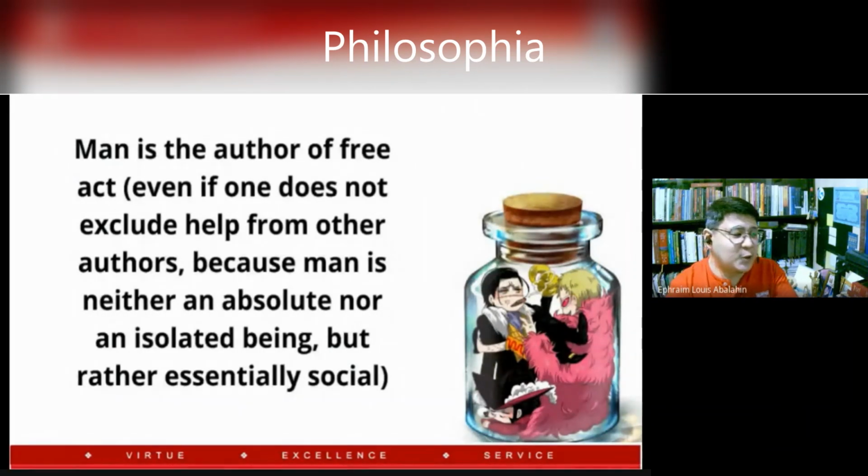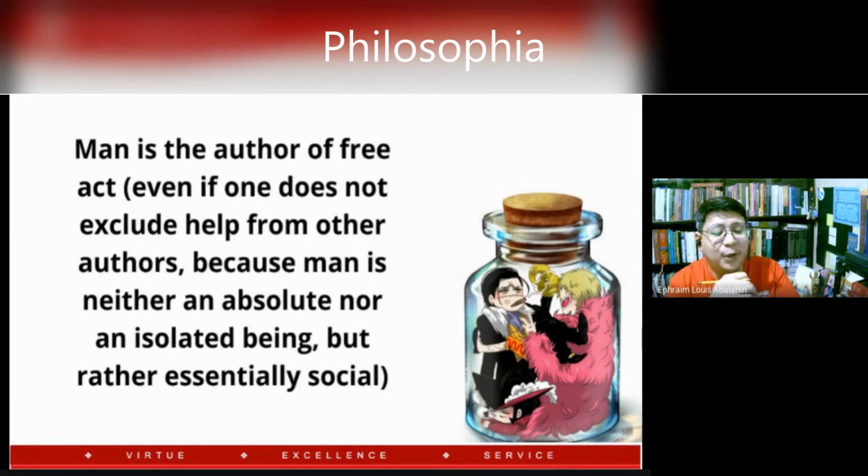Kasi sabi natin sa UCSP, paulit-ulit, if the human person is a social being, the human person is, in one way or another, influenced by others. Therefore, even our judgment, even our decision making will be influenced by others. That's what is meant here by "without excluding help from others." Because the human person is neither an absolute nor an isolated being, but rather essentially social.